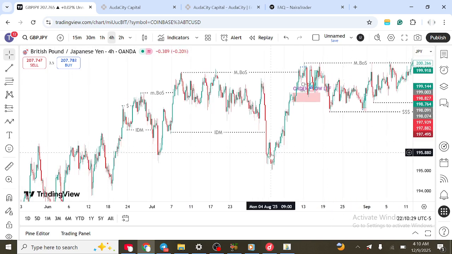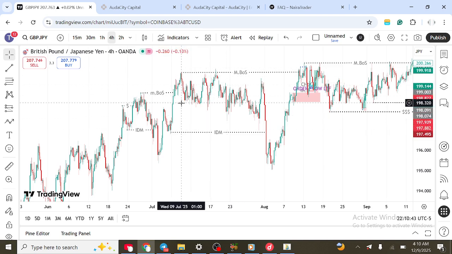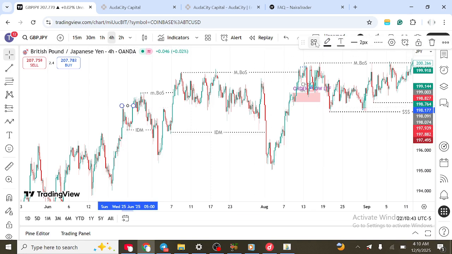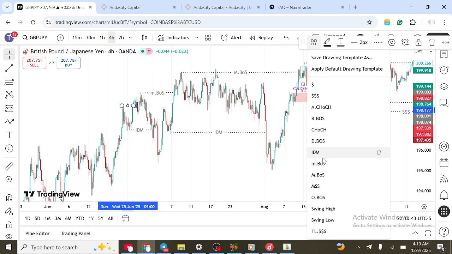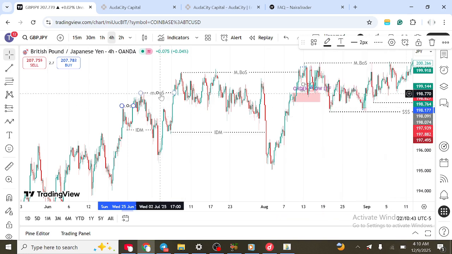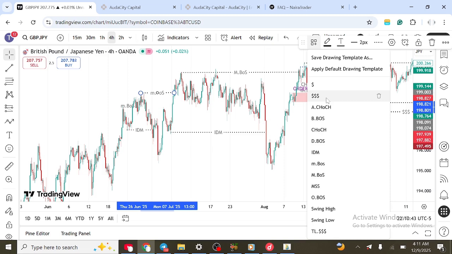What I want to explain here is the small version of what I explained in GU. We have an intersection here, right? So this is a minor break of structure. This is a minor break of structure, and then this is a major break of structure.